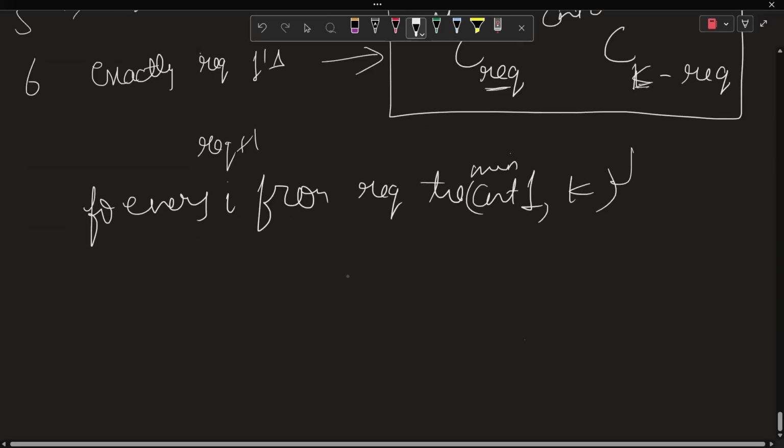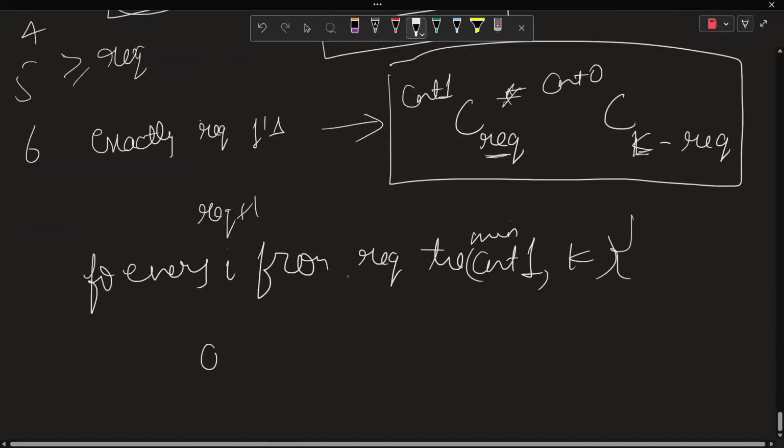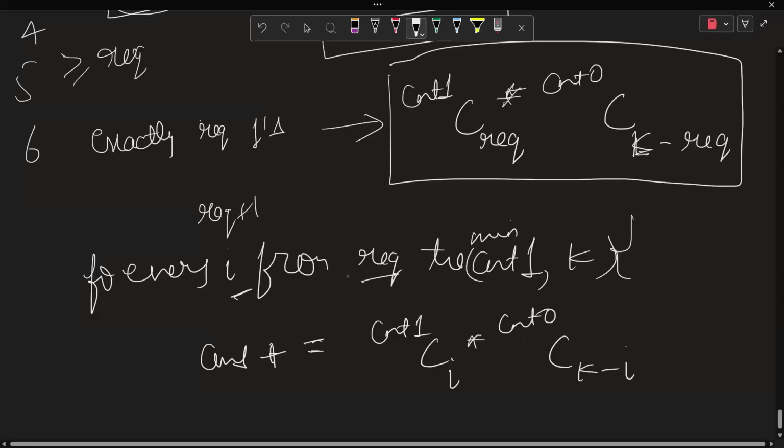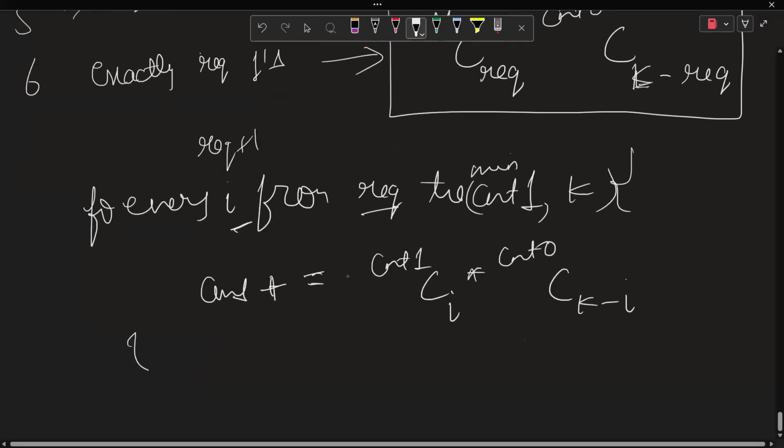Okay, so for every I you would iterate, and in your final answer, what you would add, required would be replaced by I, because you're iterating. You can have required also, more than required also. So CNT1 C I multiplied by CNT0 C k minus I. So through this, you can just calculate.